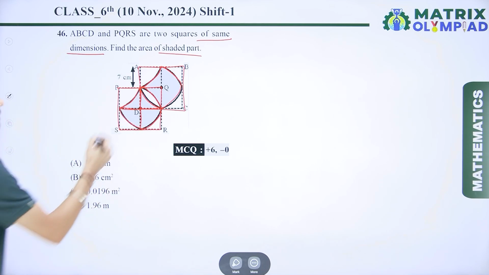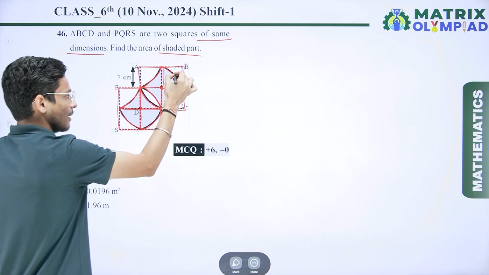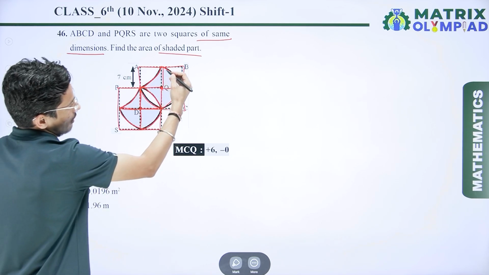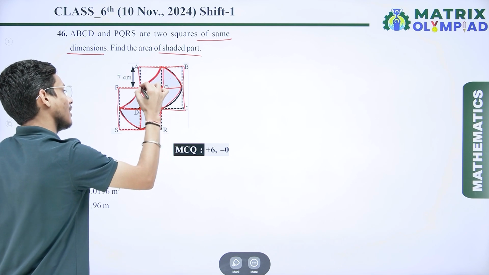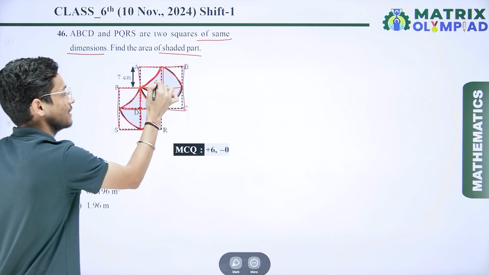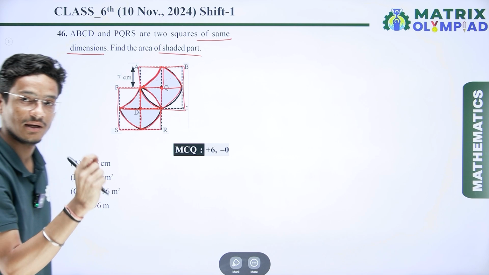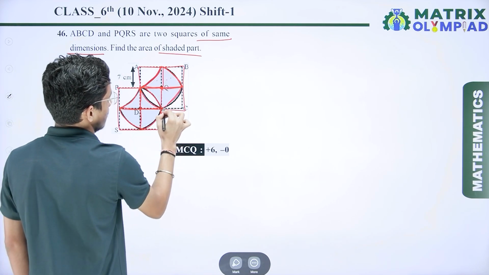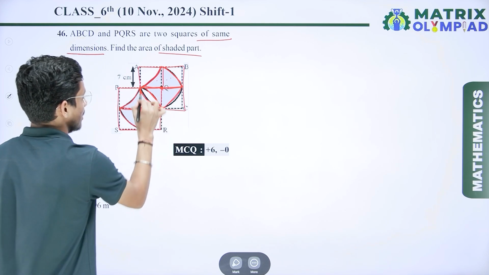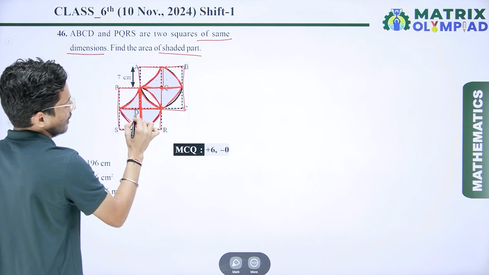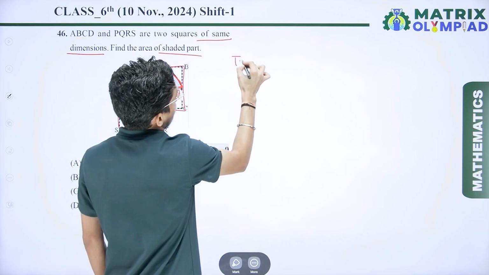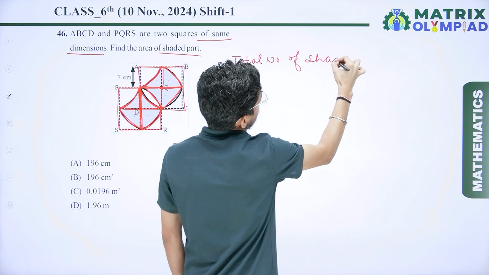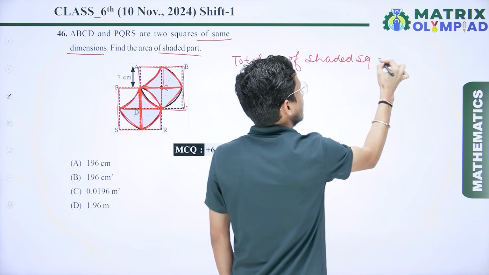If I observe here, this is the shaded part, more than half of a square, and this is the shaded part, half of the square. If I merge this one and this one, I get a total square that is shaded. So here one shaded square, again this one is a shaded square, this one, and this one. So we get 1, 2, 3, 4. The total number of shaded squares is 4.